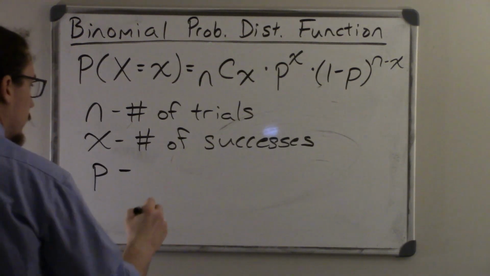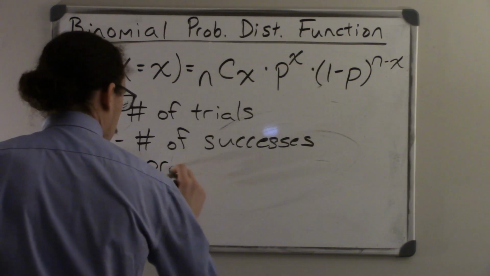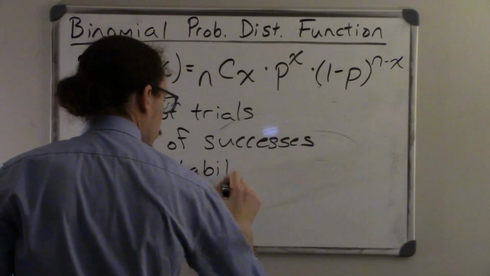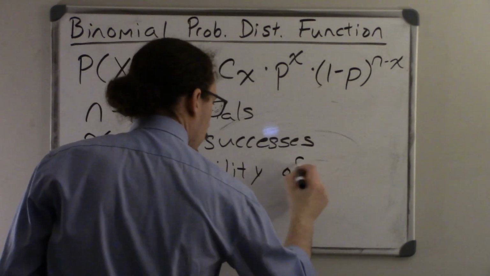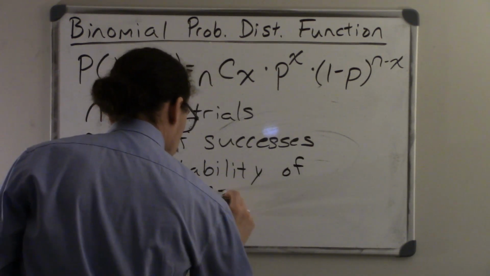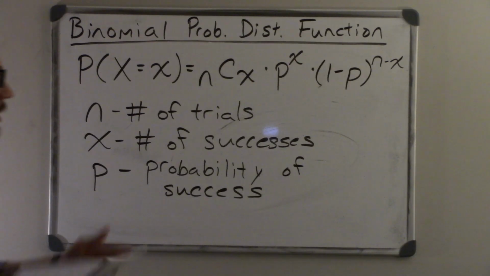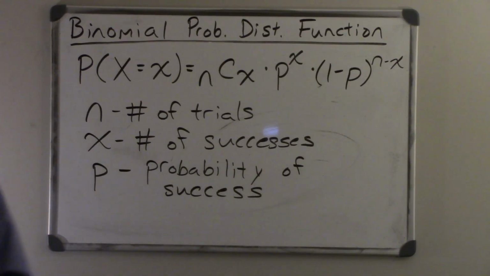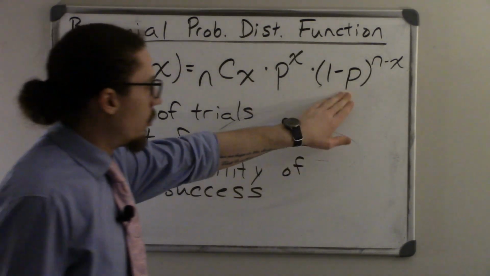All right, then P, this is the probability of success. All right, so we also learned that in those conditions. All right, so that only leaves us with a couple of things.